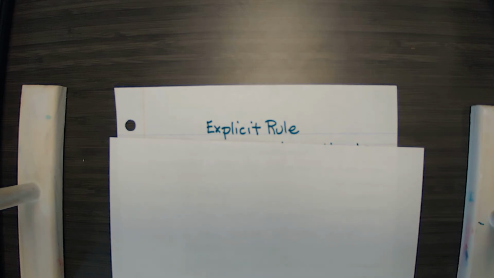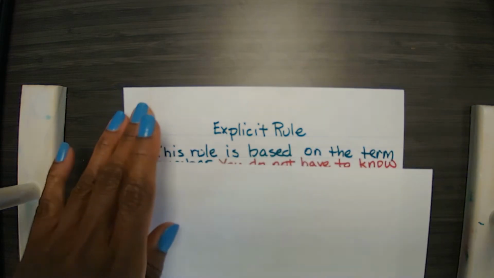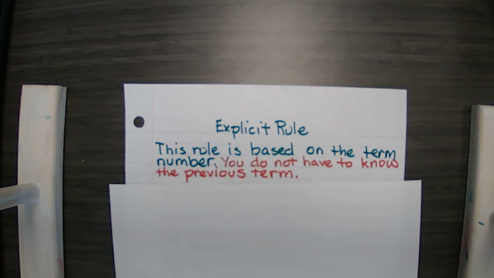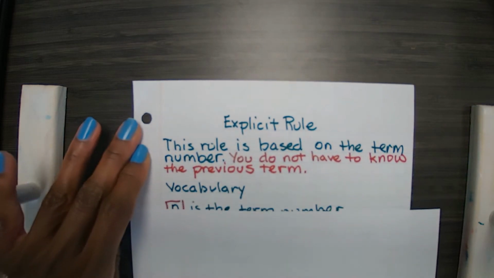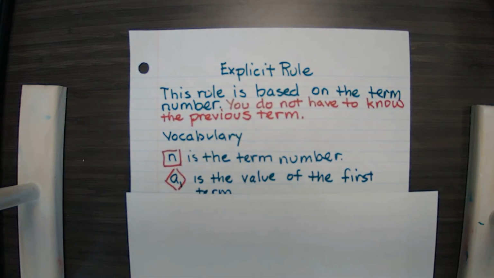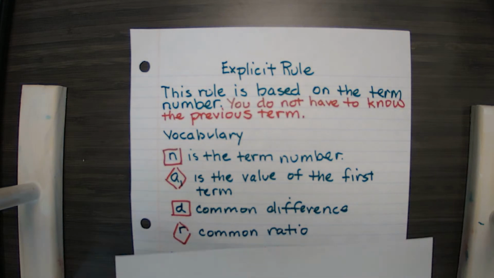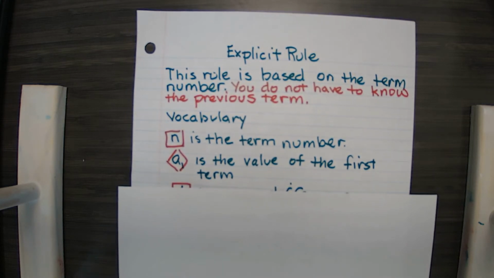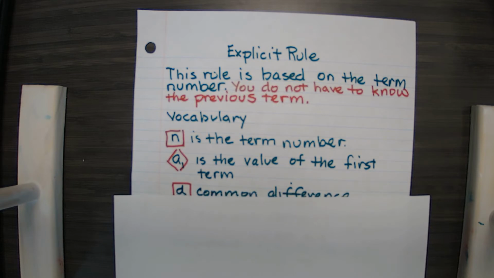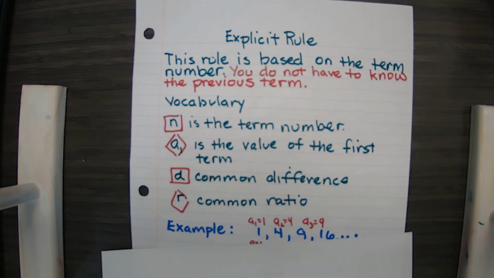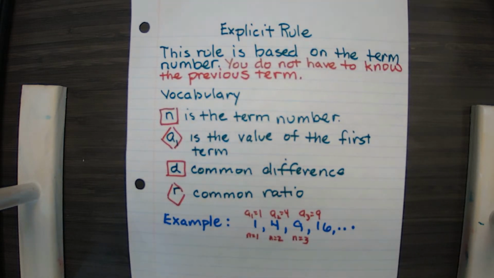As you know, we have been studying sequences, and we have been working on identifying arithmetic and geometric sequences. So, for the explicit rule, this rule is based on the term number. You do not have to know the previous term. Some vocabulary. N is the term number. A sub 1 is the value of the first term. D is our common difference, and R is our common ratio.